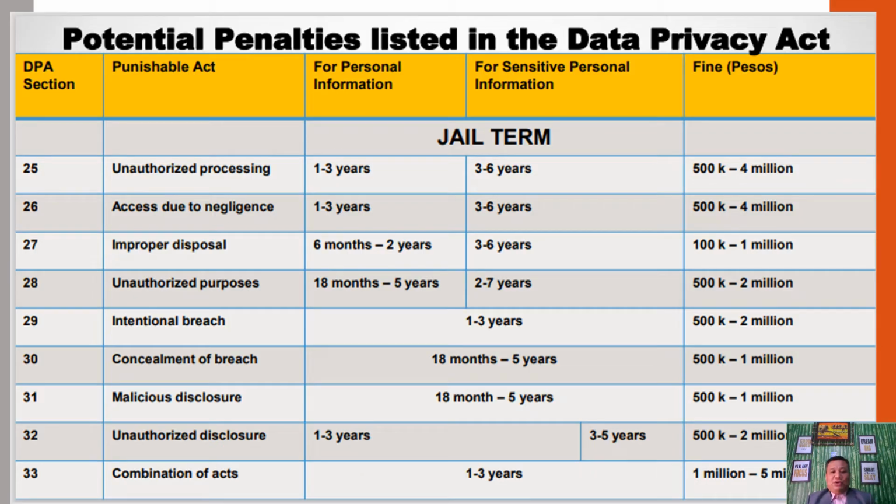Okay, and take note. These will be the potential penalties listed in the Data Privacy Act. So we have DPA Sections 25 to 33, the punishable acts: unauthorized processing, access due to negligence, improper disposal, unauthorized purposes, intentional breach, concealment of breach, malicious disclosure, unauthorized disclosure, and combination of acts. So these will be the jail terms, and these will be the fines. So as you can see, 1 million. Okay, for combination of acts, 1 to 3 years jail term or imprisonment. So take note of that.